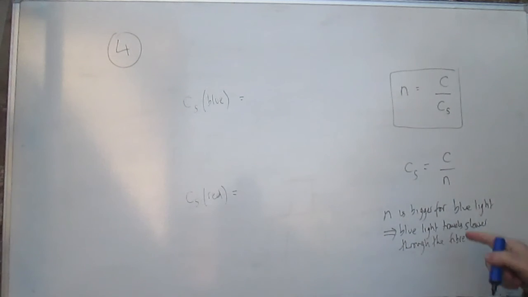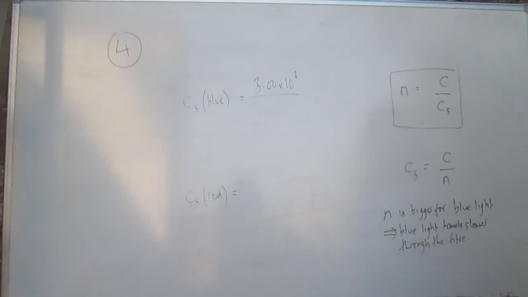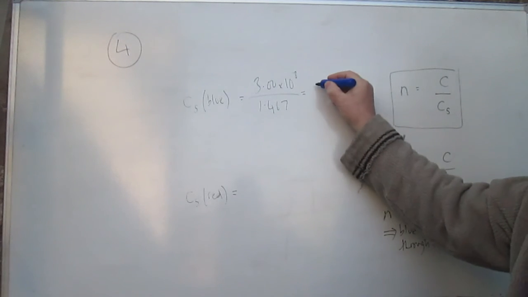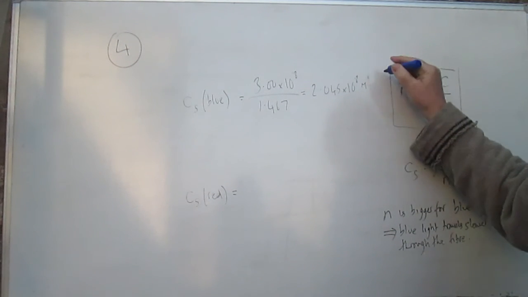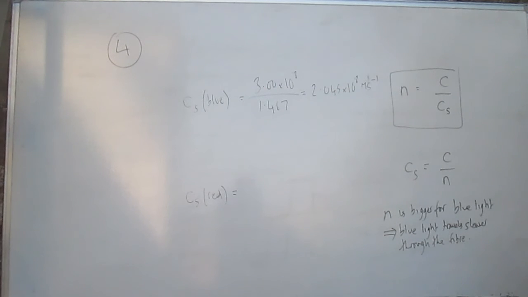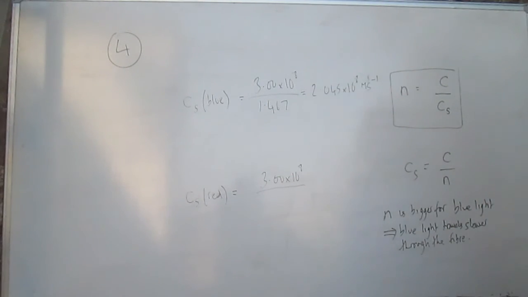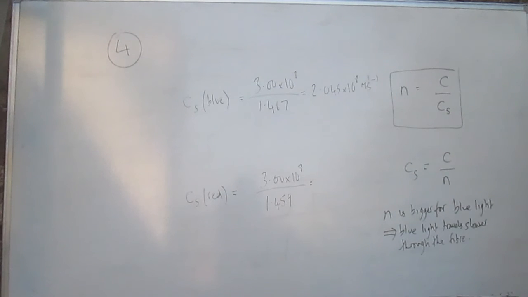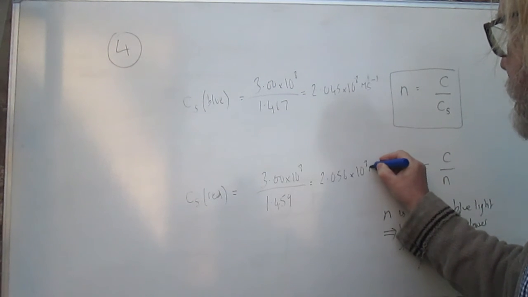So we can say for blue light that c_s is equal to 3 times 10 to the 8, the speed of light in a vacuum, divided by the refractive index it gives us, which is 1.467, which comes out as 2.045 times 10 to the 8 meters per second. Okay, so that's how fast the light is travelling through the optical fibre if it's at the blue end of the wavelength range. If we do the same for red, we get 3 times 10 to the 8 divided by 1.459. Because we're dividing by a smaller number, we get a higher speed, which is 2.056 times 10 to the 8 meters per second.